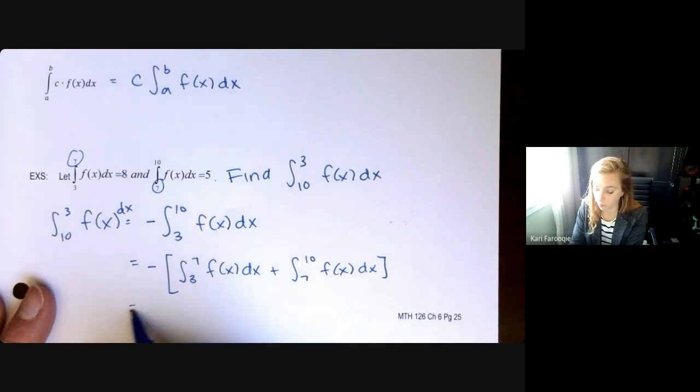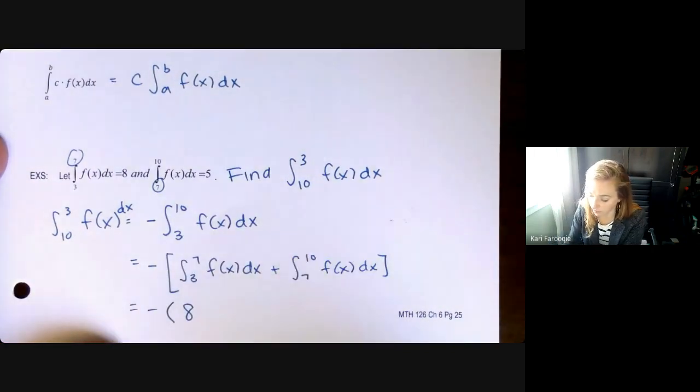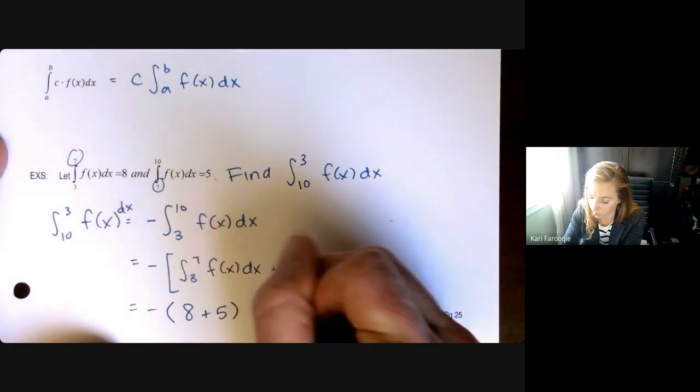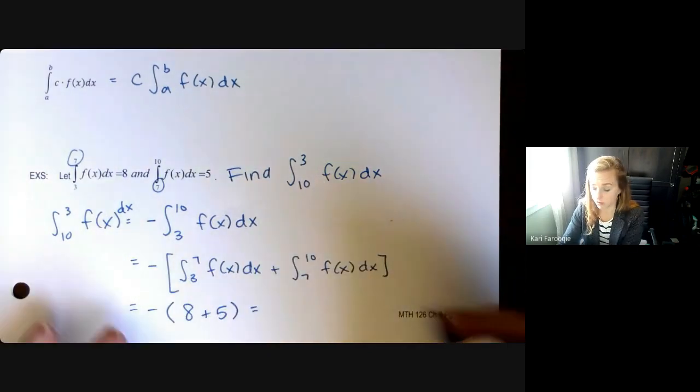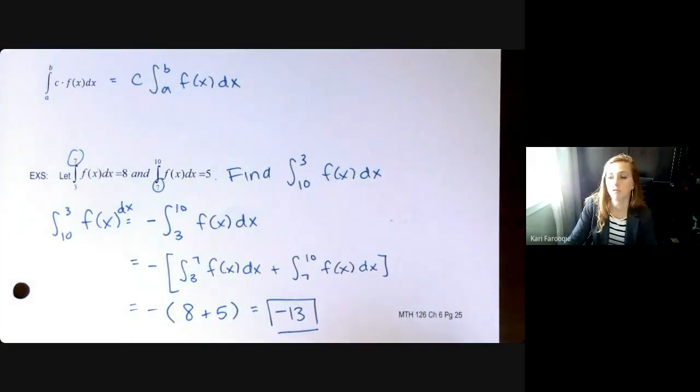Now, I've given you both of these values. The integral from 3 to 7 is 8. The integral from 7 to 10 is 5. Add them up and you get 13. Apply the negative and you get negative 13. So this is just a question of, you know what the properties mean and can you use them? That's it. Nothing too complicated. Use the properties. So that's how the properties work.